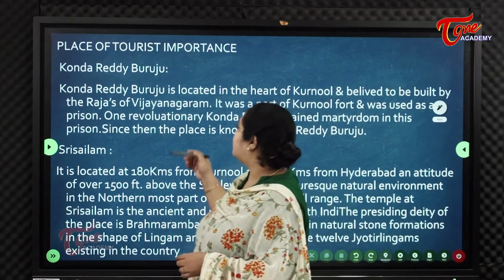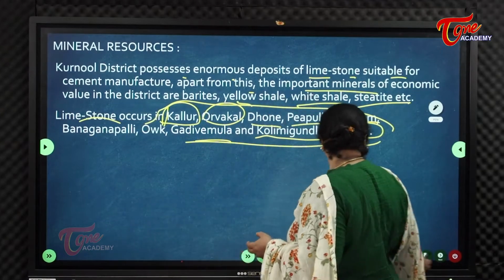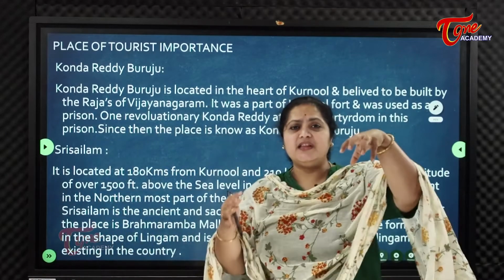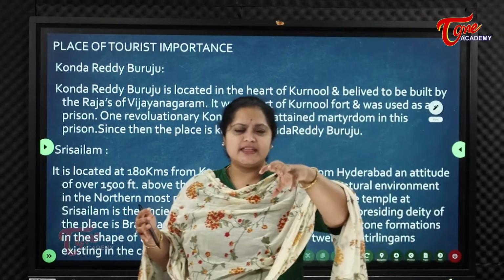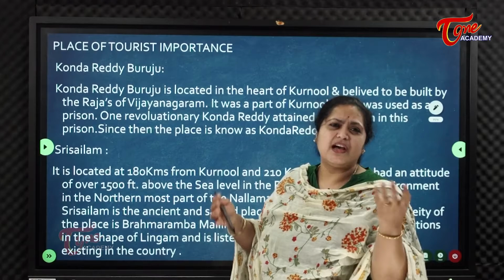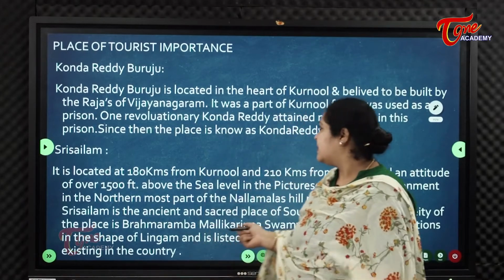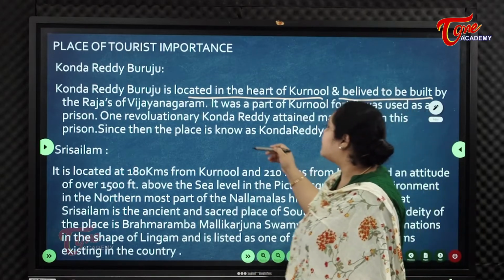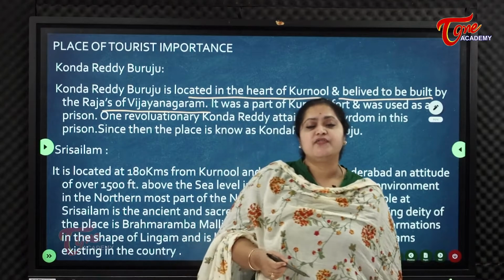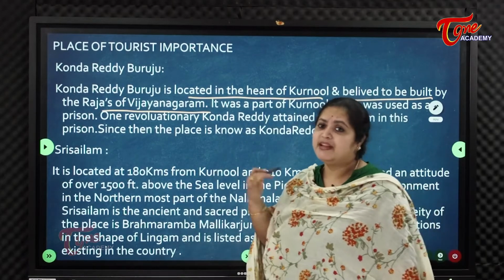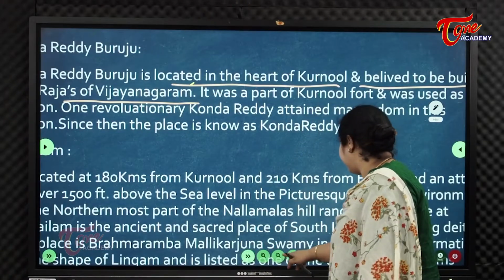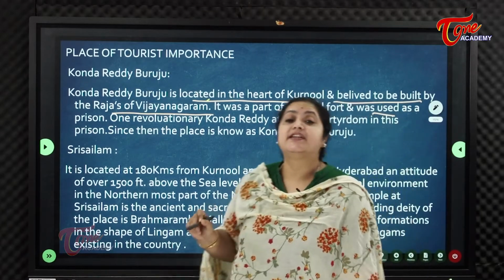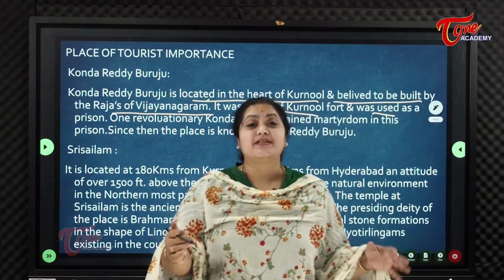First one is Kondareddy Buruju. It's a famous monument, a kind of fort or castle in the heart of Kurnool city. You'll see that many movies have also used this place for their locations. Kondareddy Buruju is located in the heart of Kurnool and is believed to have been built by the Vijayanagaram Rajas. It was a part of Kurnool fort and was used as a prison, meaning a jail.